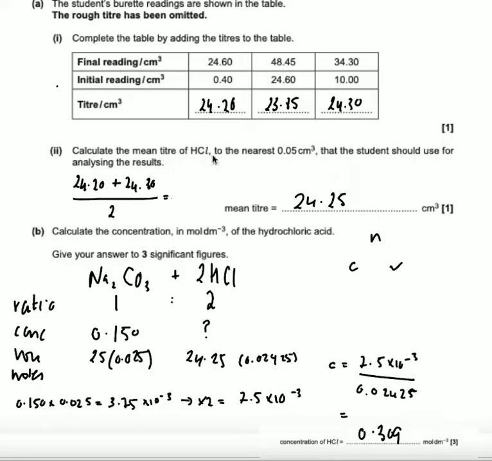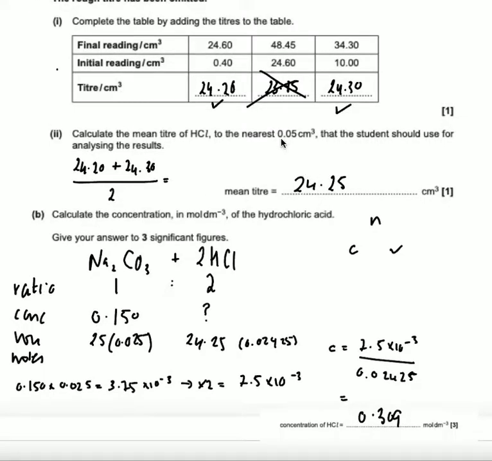Calculate the mean titre of HCl, to the nearest 0.05 centimetre cubed, the student should use for analysing the results. And so what we use here is the concordant results, which are within 0.05 of each other, but concordant results within 0.1 will do. And so as we can see this and this are concordant, whereas this is not. And so that's why when we do the mean, we omit it, and so we add them together and divide by the number of titres that we use, and we use 2, and so that gives us 24.25. And when they say the nearest 0.05, it will be this number here.